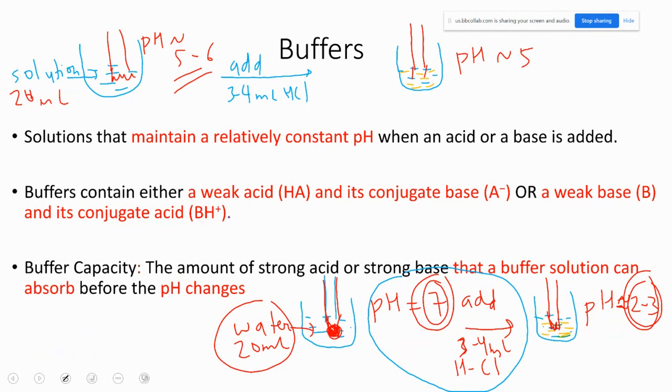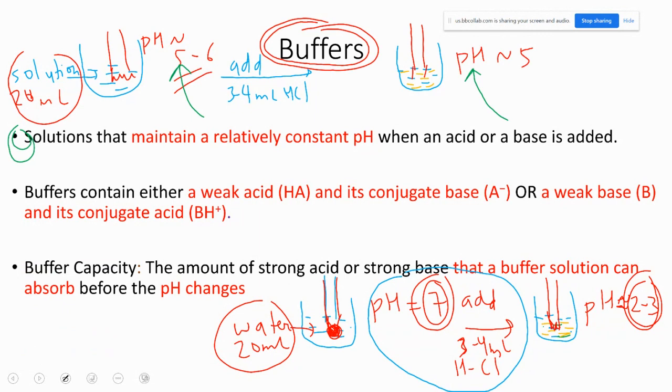Now, what is happening here is basically this solution is what we call a buffer. That's it. What just happened here is this pH didn't change as much. It remained constant. So based on that, scientists define this: let's see if I can create a solution that maintains a relatively constant pH when an acid or a base is added.